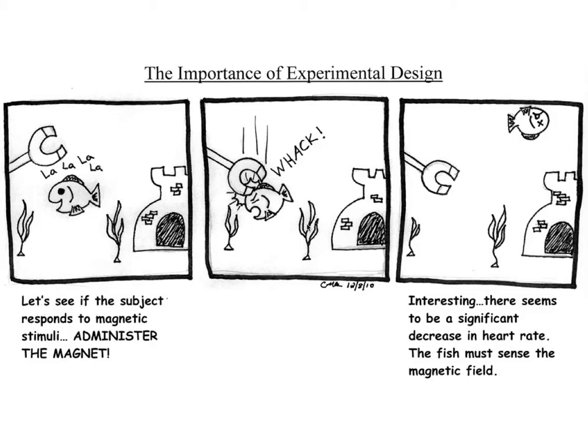Well, looking at this, we know that the fish's heart rate ending, and the fish dying, is not a result of a magnetic field, but the result of the fact that here's this guy with the magnet who actually injures the fish with the magnet, and that's why our fish is gone. Now, what does this have to do with experimental design?